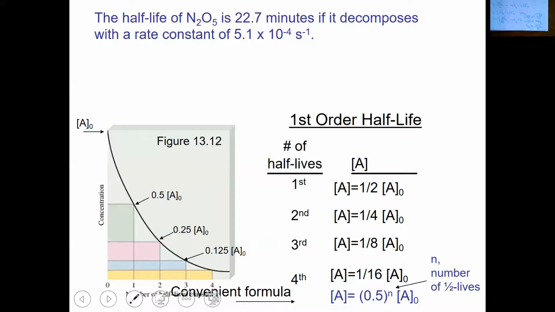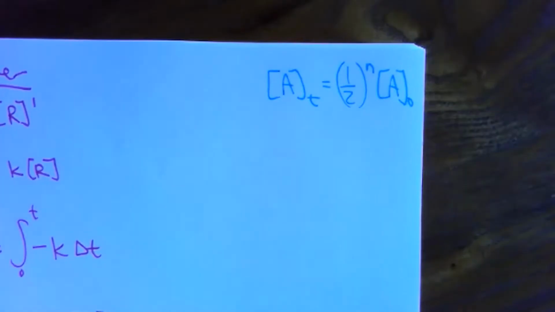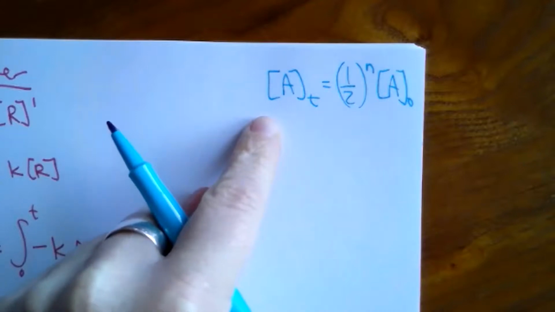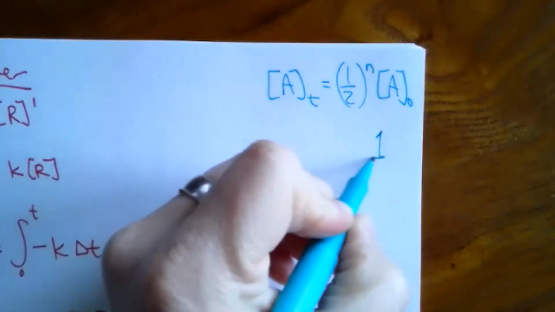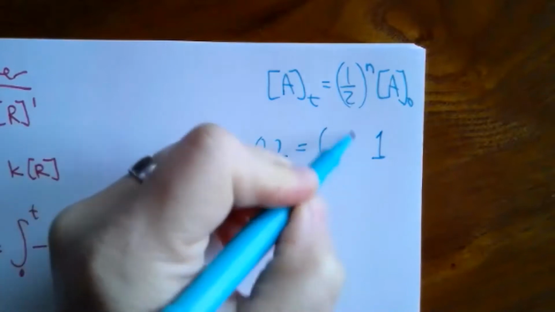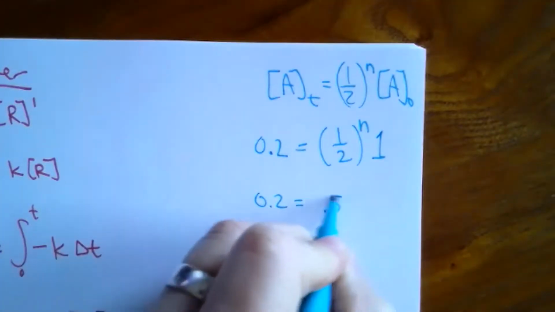So if we know that the half-life of N2O5 is 22.7 minutes, if it decomposes with that rate constant, if 0.2 of the original concentration remains, how many half-lives have passed? Our convenient formula for half-lives is this. If our question says 0.2 of the original remains, let's say the original is 1 and 0.2 is what's remaining of that. So how many half-lives have passed? We're trying to solve for n. So 0.2 equals 0.5 raised to the n power.